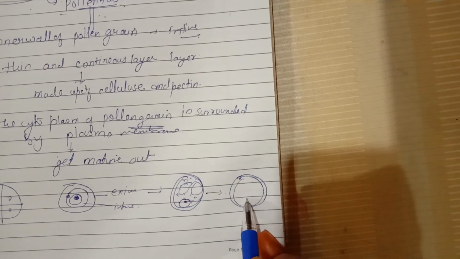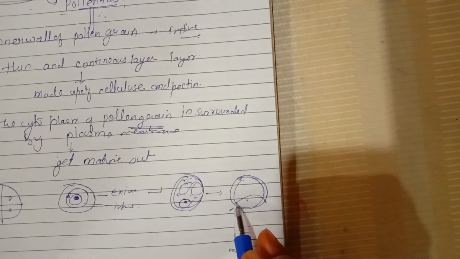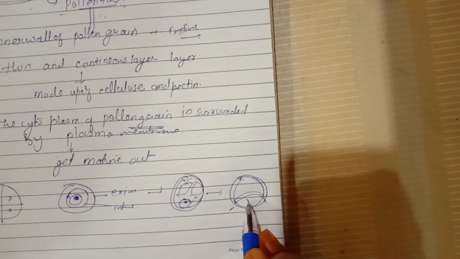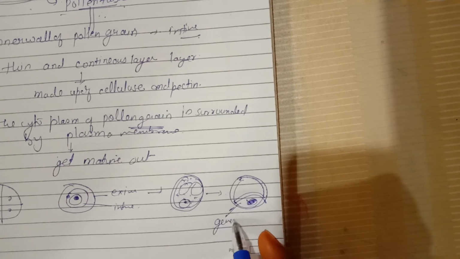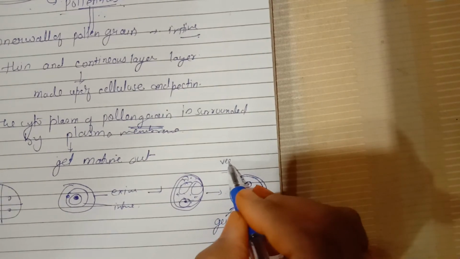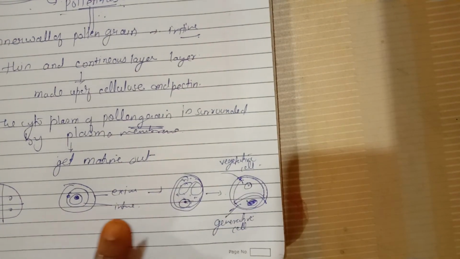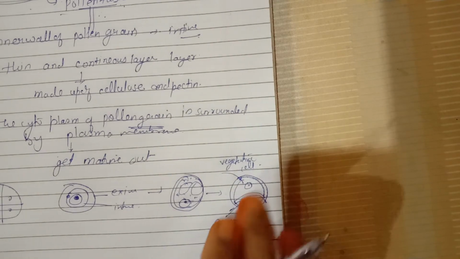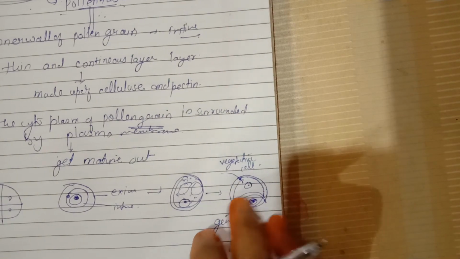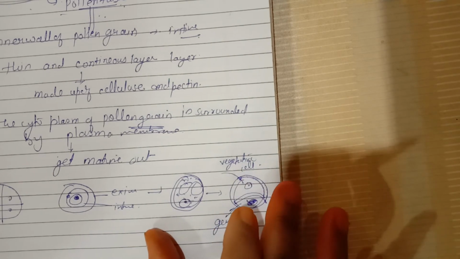The first one will be the generative cell, and this will be the vegetative cell. So as the pollen grain matures, it will develop into a smaller generative cell and a larger vegetative cell. Now what is the function of this vegetative and generative cell?